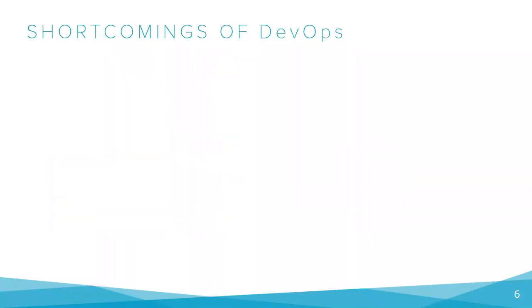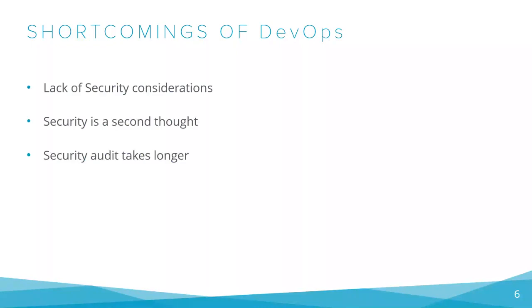Here we will talk about the shortcomings of DevOps. As we just noted, security is not part of the DevOps pipeline. Even if some applications consider security, it is a second thought. In such cases, security review or audit takes longer.